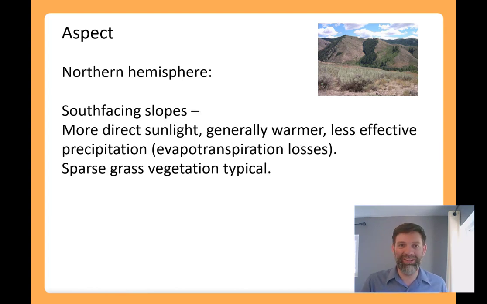South-facing slopes, it's going to be the opposite, right? More direct sunlight, so more evaporation, less water working through the soil, less vegetation working on the soil, so less development. So not only does the vegetation look different, but we're going to have less developed soils on the drier looking parts of the landscape.